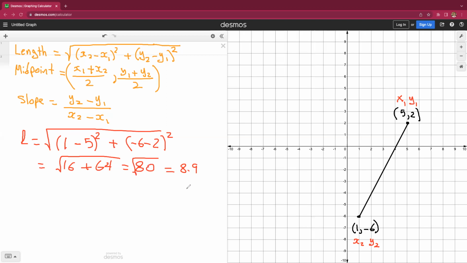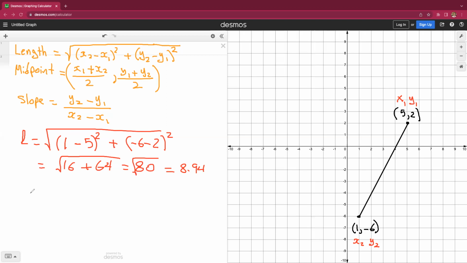equals 8.94. So if we want to have two decimals, then we put a 4 there, 8.94, and that just rounded to 4. That's the 100th decimal, or 2 decimals, sorry.